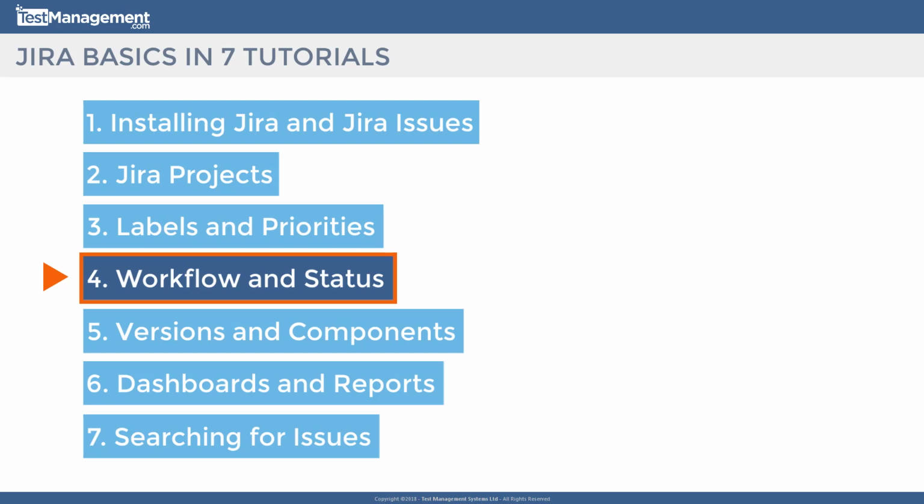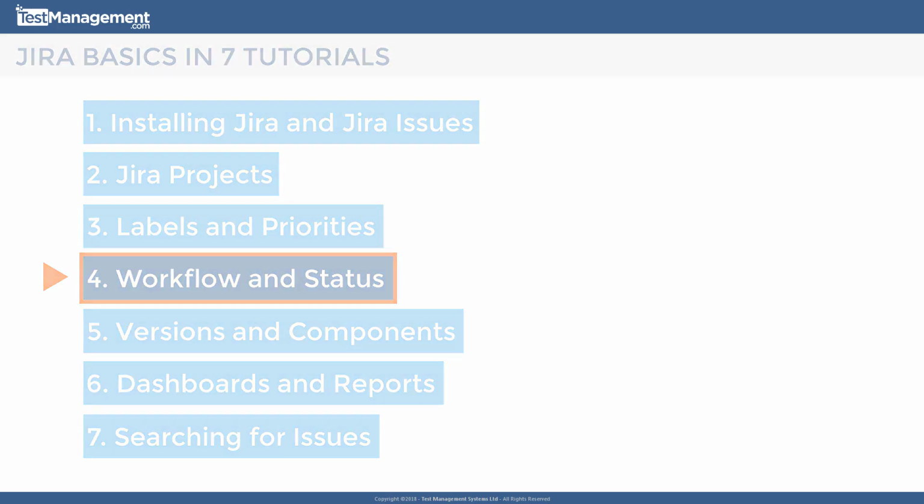In the previous 3 modules, we looked at installing Jira, the concept of projects, and labeling and prioritizing those issues. And in the subsequent modules, we're going to look at versions and components and dashboards and searching for those issues. But in this module, we'll focus solely on workflow and status values.